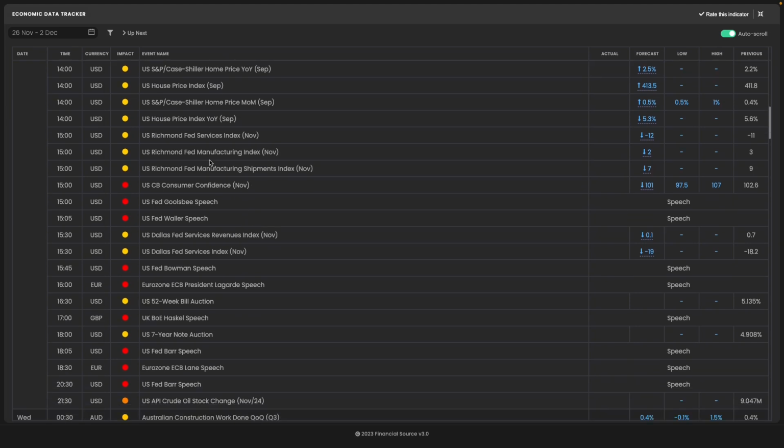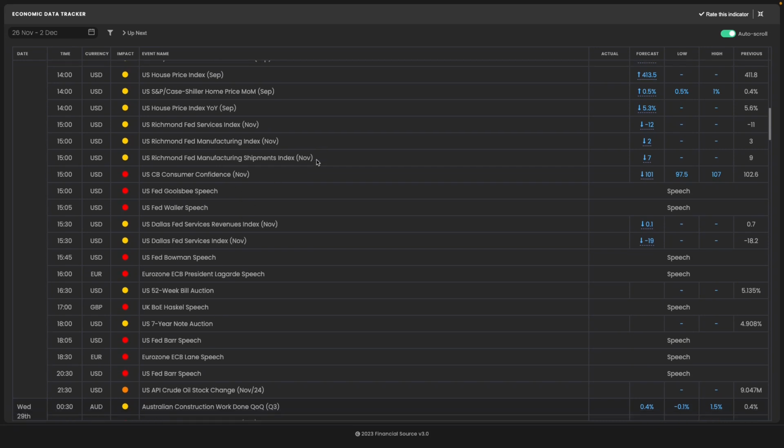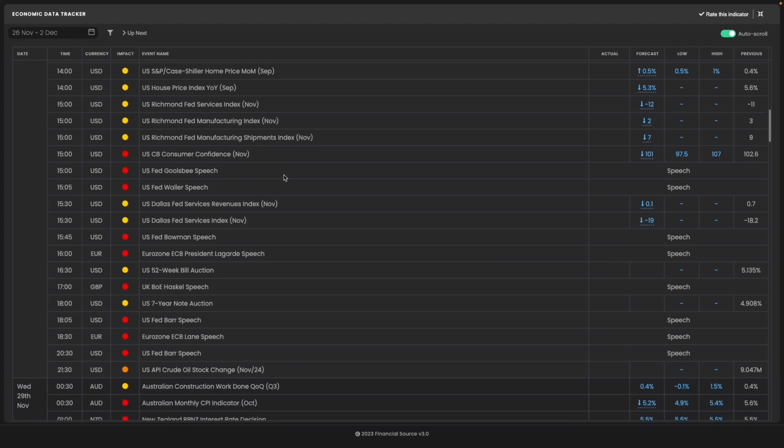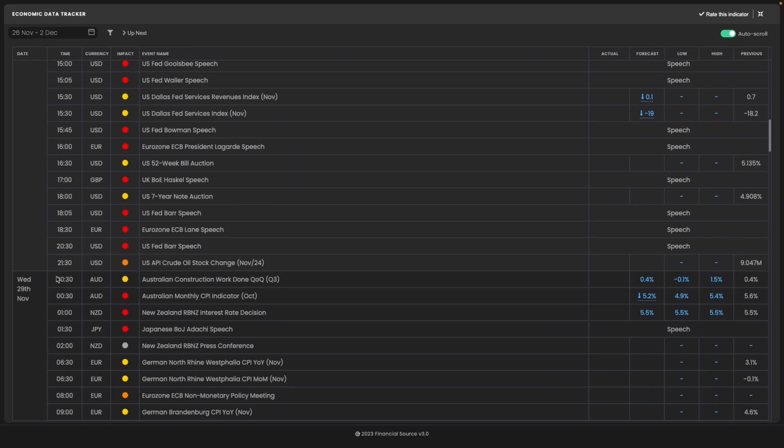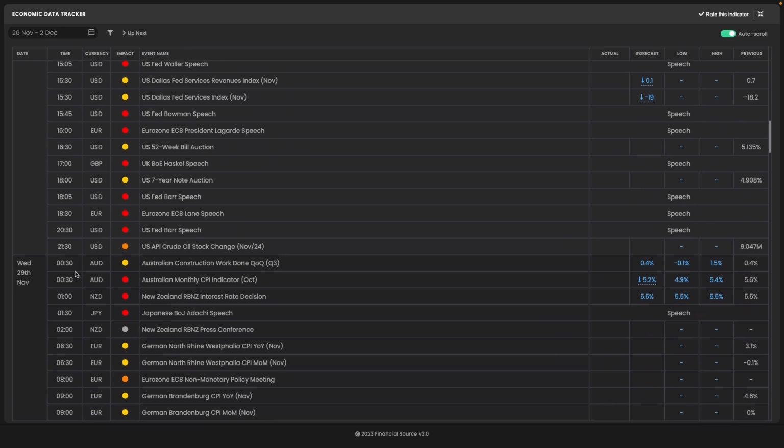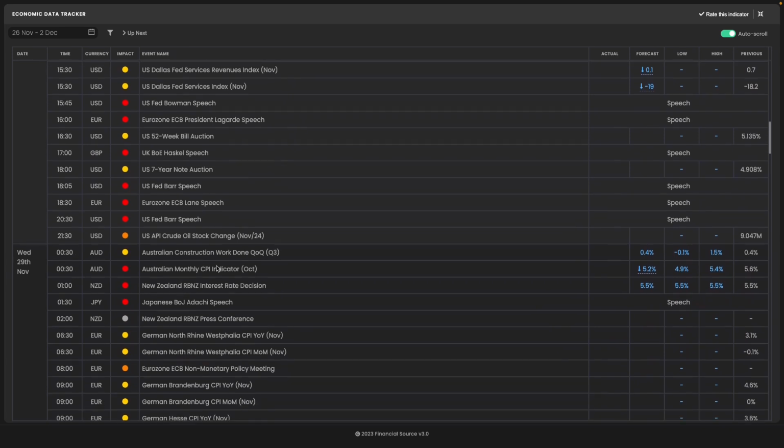Similarly, with the Fed speakers, just any sign of a rate cut would be very likely to send the dollar even lower and equity markets even higher. So keep an eye on that. Most significant data for the first part of the week, this monthly CPI print. Now, this comes just before the RBNZ interest rate decision as well. So there could be an Aussie New Zealand dollar opportunity here.